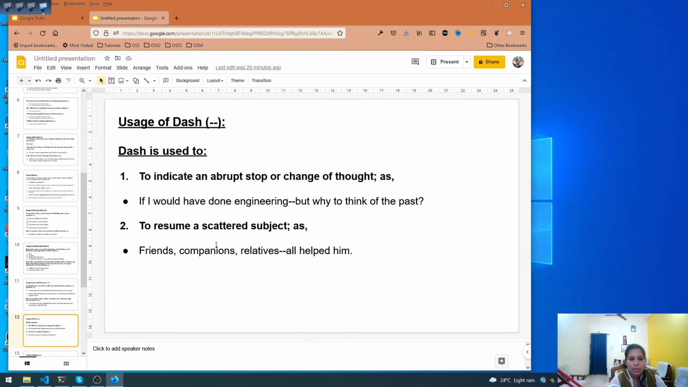Okay, to resume a scattered subject, as friends, companions, relatives all helped him. Here we are addressing everybody, that is friends, companions and relatives. We are telling the same thing to everybody, and that is why we have used a dash here.